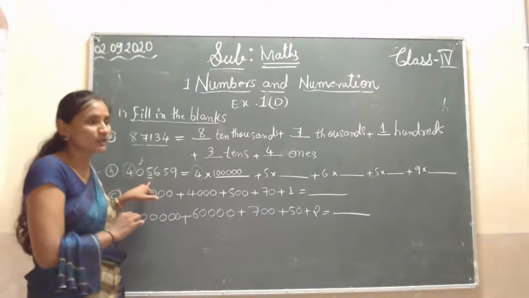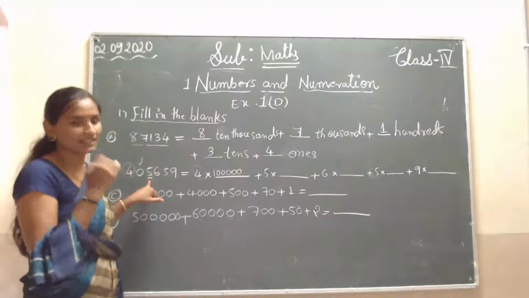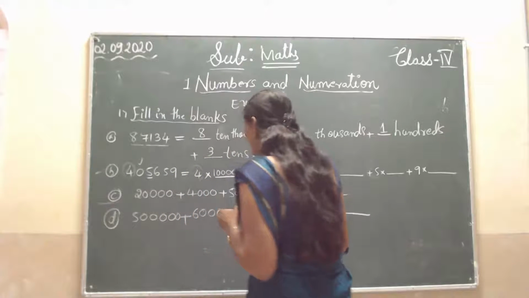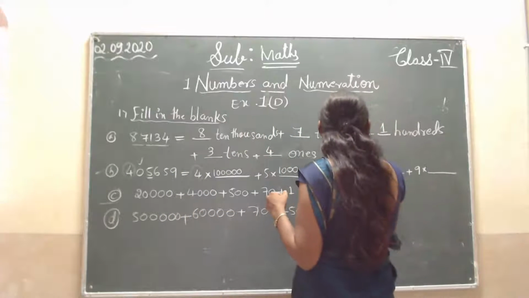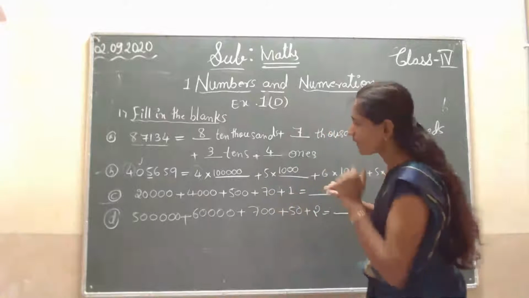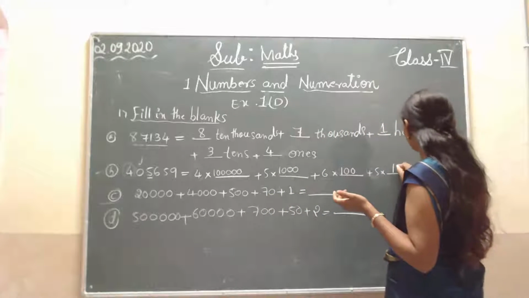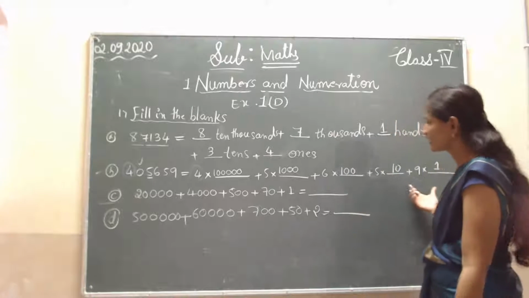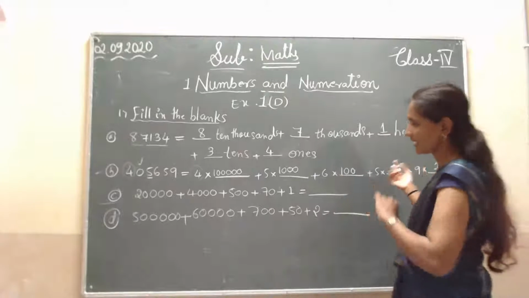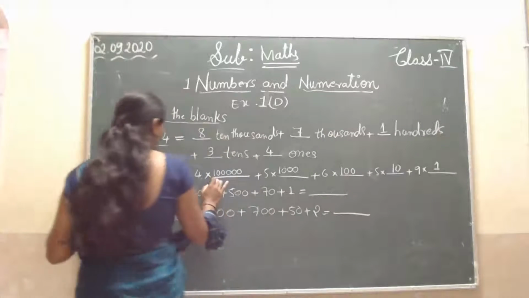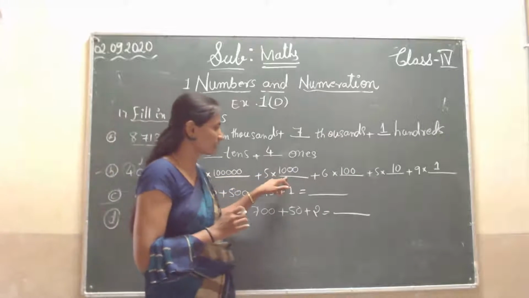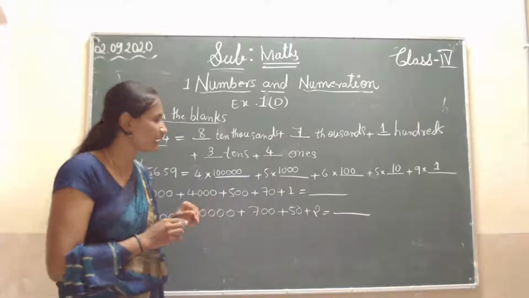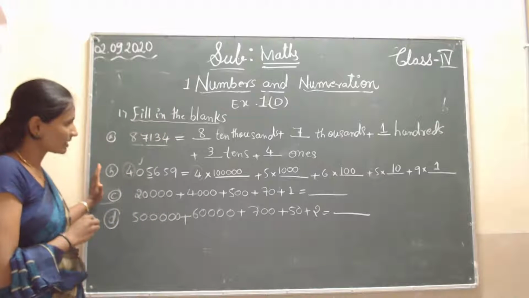This is the 5. So 5, what is the value of the 5? That is 1,000. So we write here 1,000, students. So next, 6. 6 is 100, so 6 into 100. 5, what is the place value of the 5? It is tens. So last, that is the place value, 9 is ones. Students, don't get confused about that. So 4 into lakh, 5 into 1,000, 6 into 100, 5 into 10, and 9 into 1. Okay. Yes. Next, this one step is completed.